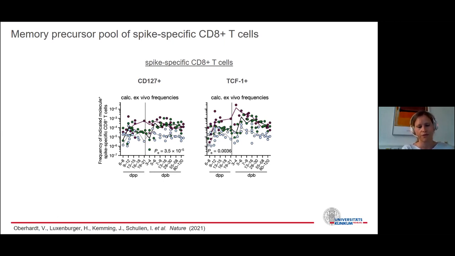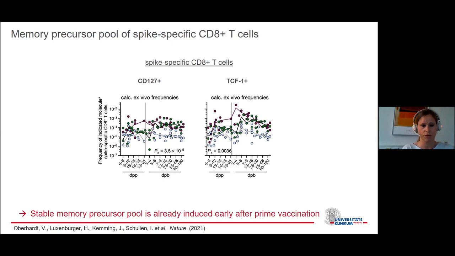And what we realized is that the cells were readily induced, so the memory precursor cells were detectable about 2 weeks after the prime vaccination, and then they remained stable. So there is a stable memory precursor pool induced already after the prime vaccination.